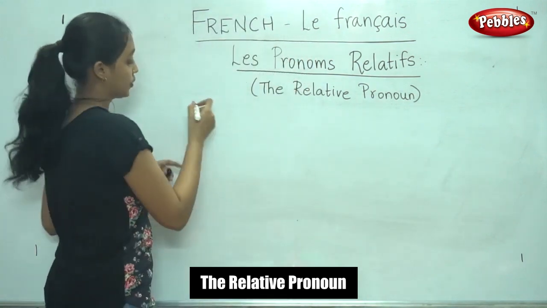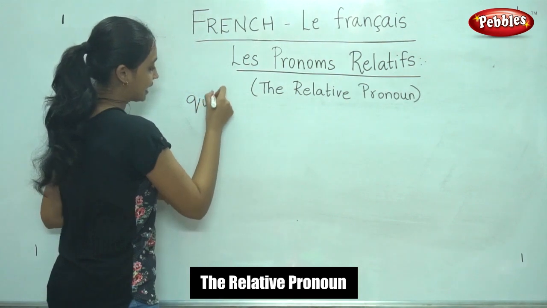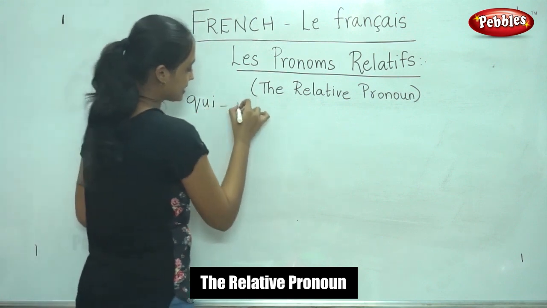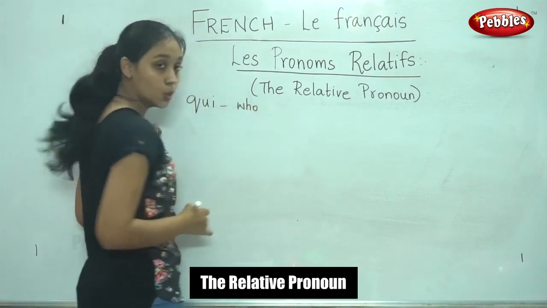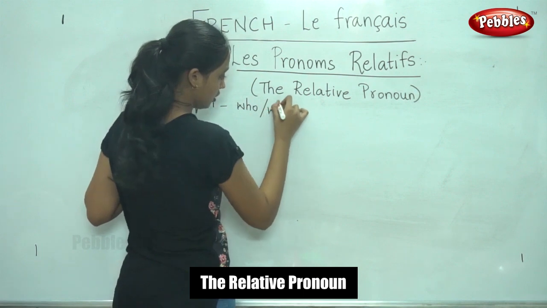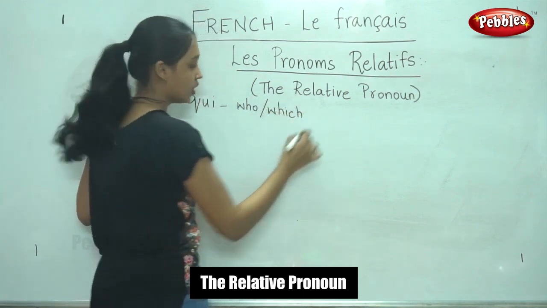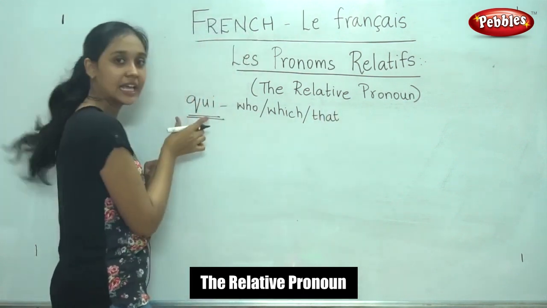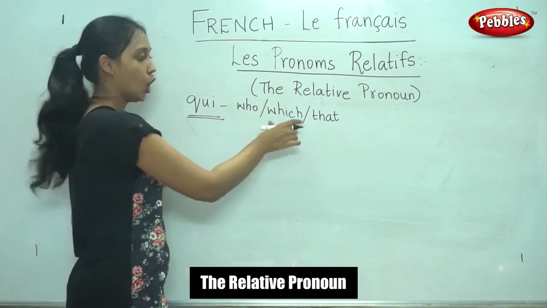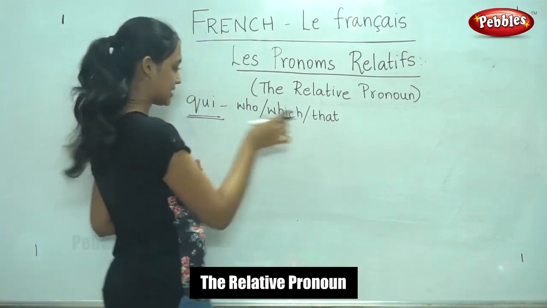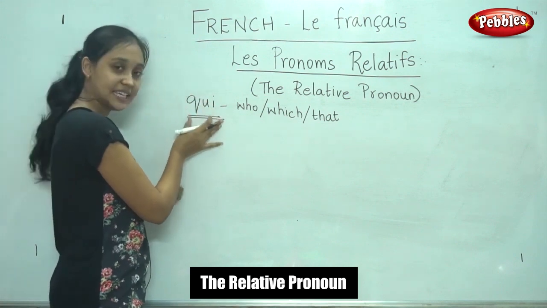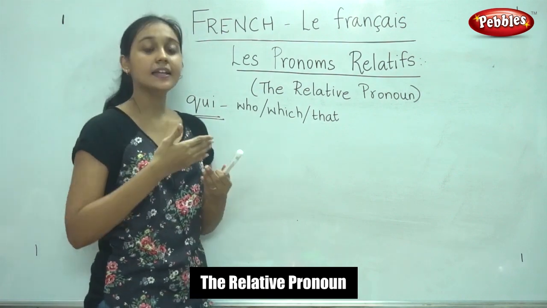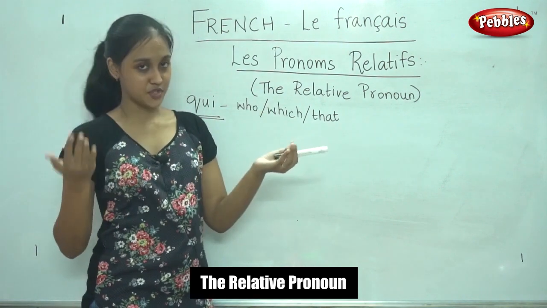So the pronoun we are going to learn is qui. Qui. Yes, you have already learned this word. This word might mean who or which or that. So the word qui. Qui. It means who or which or that. And for what do we use the word qui? It is used when we want to join two sentences and avoid using the same subject again.